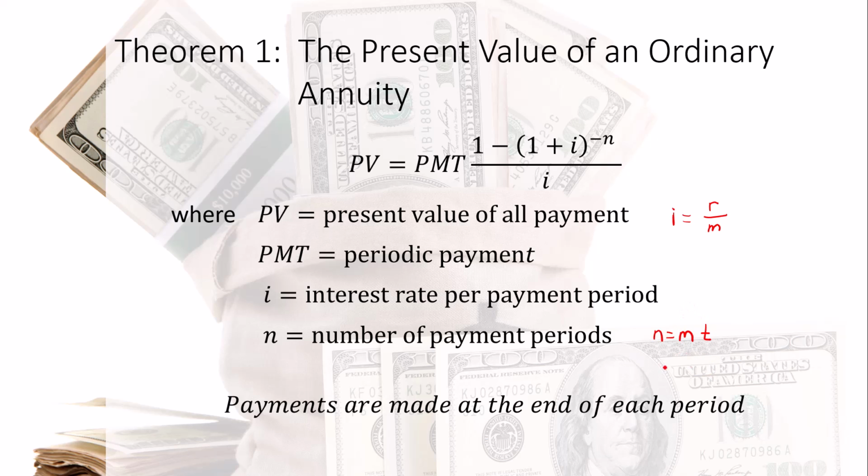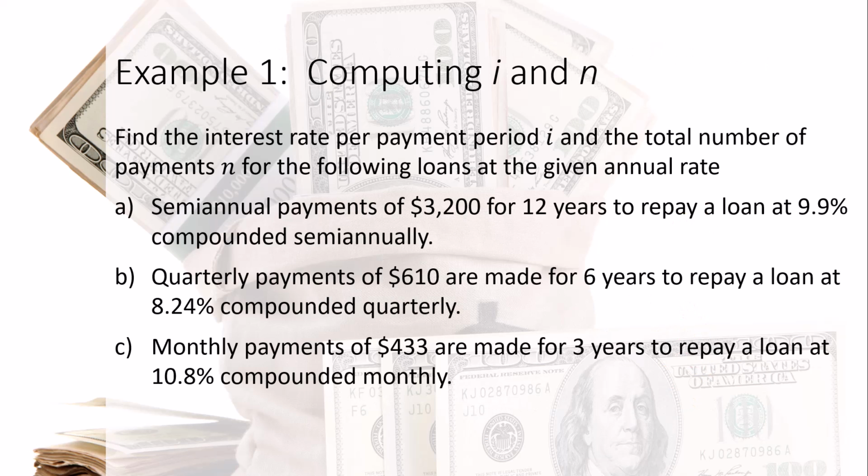So we always want to remember that. And this brings us to our first example, where we need to compute I and we need to compute N. Now recall that I is equal to R as a decimal divided by M, which is our compounding frequency, and N is equal to M times time in years. And once again, M is our compounding frequency.